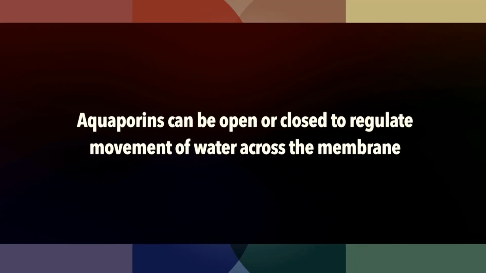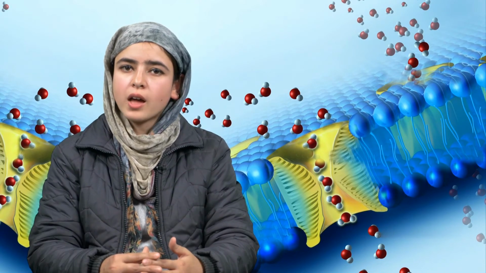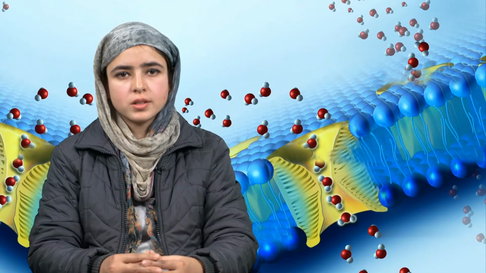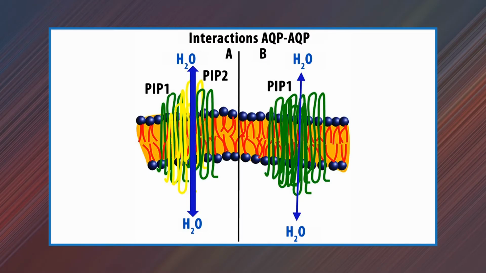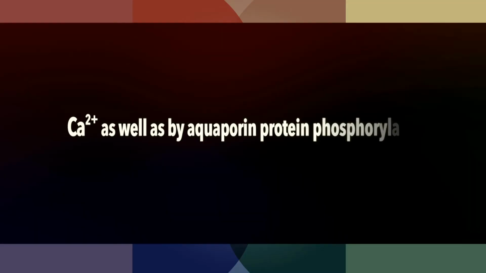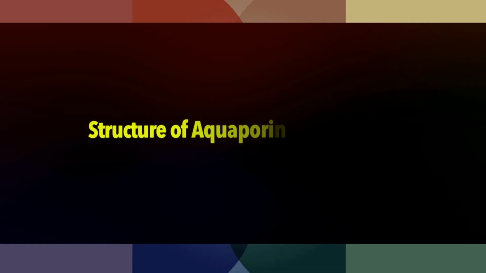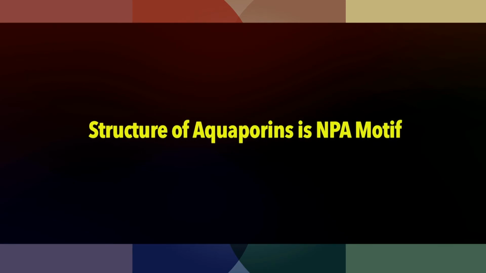Aquaporins can be open or closed to regulate the movement of water across the membrane. Gating is the term used to describe this regulated opening and closing of these protein channels. Gating through plasma membrane intrinsic proteins can be controlled by cytoplasmic pH, the concentration of divalent cations such as Ca2+, as well as by aquaporin protein phosphorylation. Another important thing in the structure of aquaporins is the NPA motif.